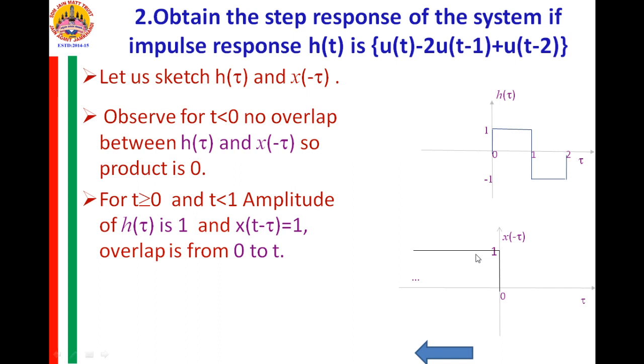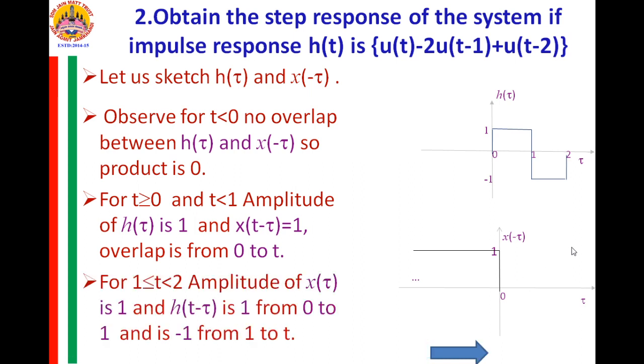After 1, if you go on shifting this to the right side, you observe that there are two amplitudes of this h of tau. From 0 to 1 this is plus 1, and 1 to 2 it is minus 1. And beyond this 2, if you go on shifting this, every time this product will exist from 0 to 2, in that 0 to 1 the amplitude is plus 1, and 1 to 2 the amplitude is minus 1. So let us do it region wise: one region is where t is in between 0 to 1, another region is when t is in between 1 to 2, and then t which is greater than 2.